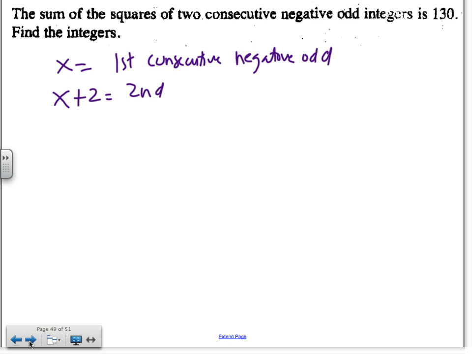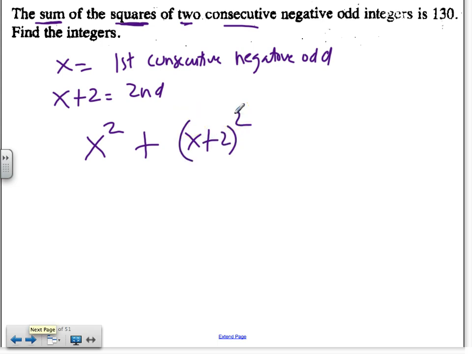Now you go back to the very first line here. It says: the sum of the squares of 2 consecutive. So the square of 2 consecutive, and you add them, right? Because I want the sum. So how do I write that? The first consecutive, I square it. What is the second one? Plus 2. Plus x plus 2 squared. The sum of the squares of 2 consecutive numbers equals what? 130. And there you have it. Your equation. Okay?